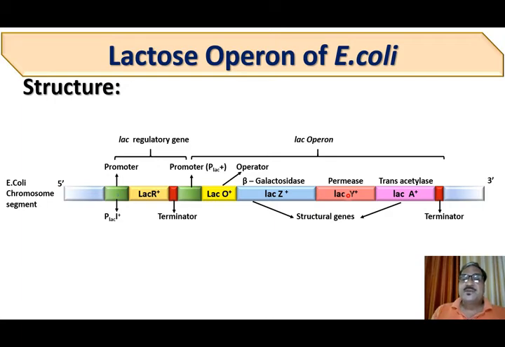The LAC-Y gene encodes beta-galactosidase permease. This is an inner membrane bound symporter that pumps the lactose into the cell using a proton gradient. The LAC-A gene encodes the beta-galactosidase transacetylase, an enzyme that transfers an acetyl group from acetyl coenzyme A to beta-galactosidase. Only LAC-Z and LAC-Y are necessary for lactose catabolism.